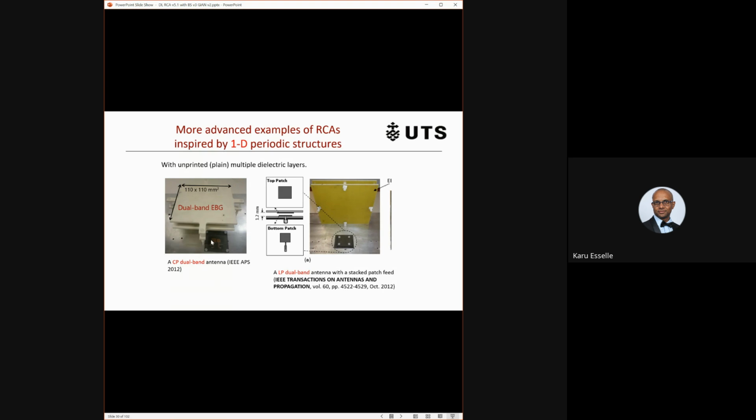These are standard corner truncated microstrip patch antennas. Not high gain, low gain, low directivity antennas, but when you use them in a resonant cavity antenna, you can get high gain, high directivity. That's another linearly polarized dual band antenna.